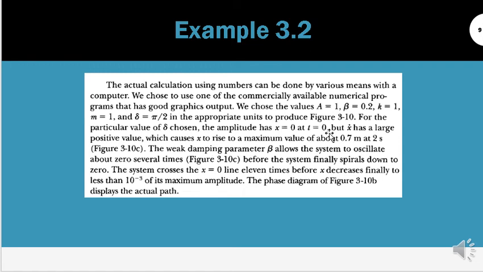The weak damping parameter beta allows the system to oscillate about zero several times before the system finally spirals down to zero. In this case, the system crosses x equals 0 11 times before x decreases finally to less than 10 to the negative 3 of its maximum amplitude. The phase diagram of figure 3-10b displays the actual path, as what I have said. It will just cross x equals 0 11 times before it goes to 0. Okay, so that's the case for the underdamped situation.